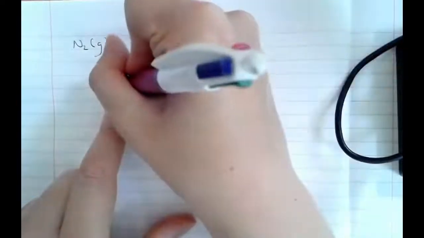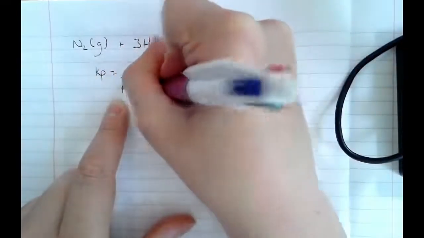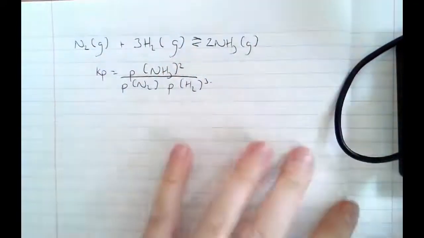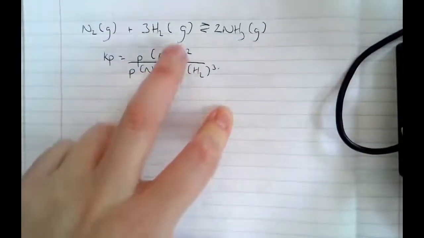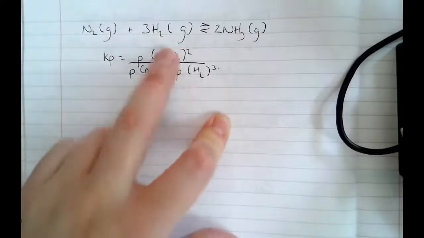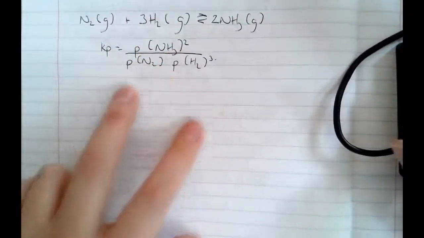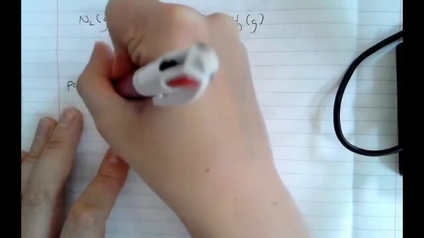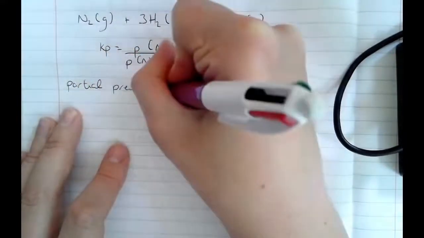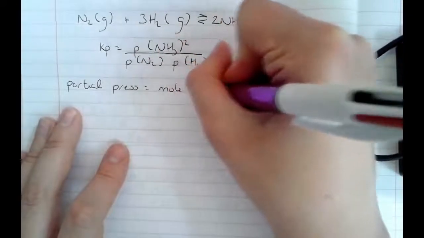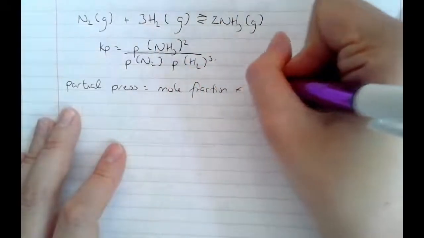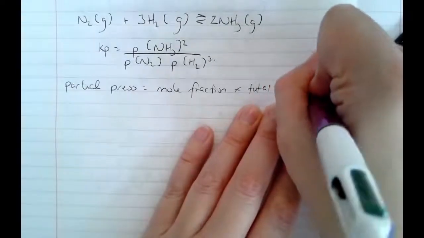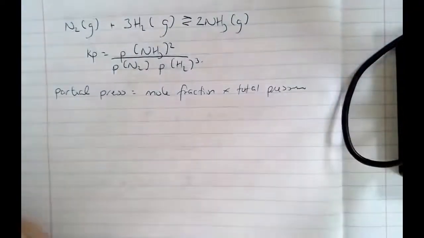Squared over the partial pressure of N2 times the partial pressure of H2, and that's going to be cubed. But in order to solve for Kp, I'm going to need to work out the partial pressure for each gas. And to do that, I'll just remind you, partial pressure is mole fraction times total pressure. So if I look at the question, I should be able to work out these things.